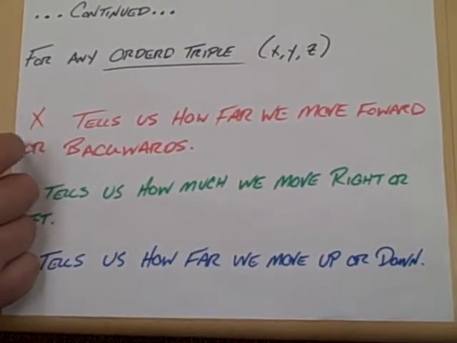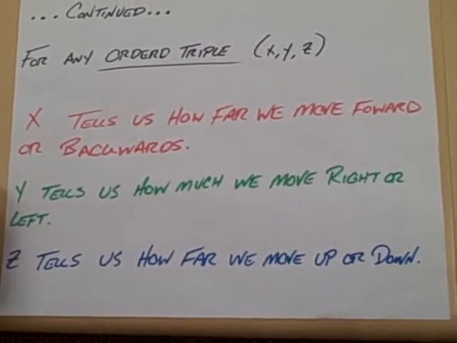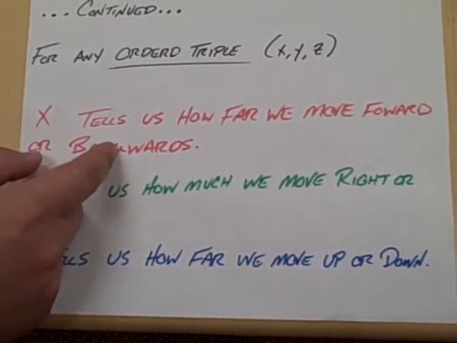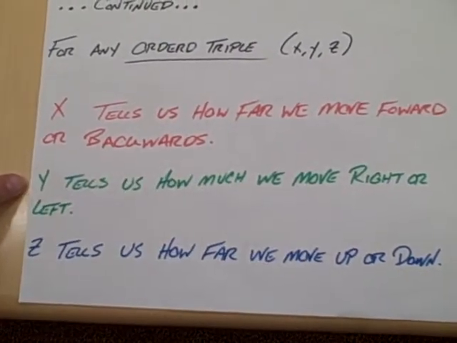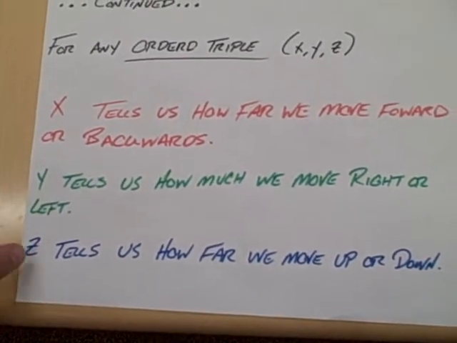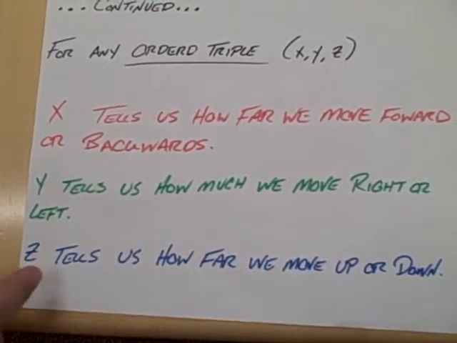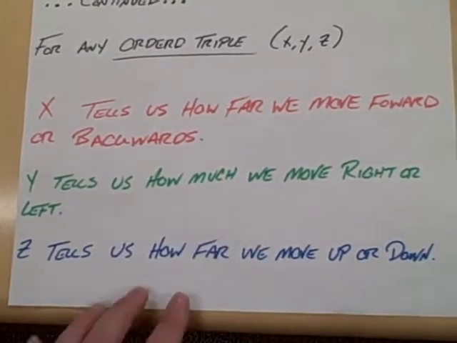Now, if x is positive, we're going to move forward. If x is negative, we're going to move backwards. If y is positive, we're going to move to the right. If y is negative, we're going to move to the left. If z is positive, we're going to move up. And if z is negative, we're going to move down.